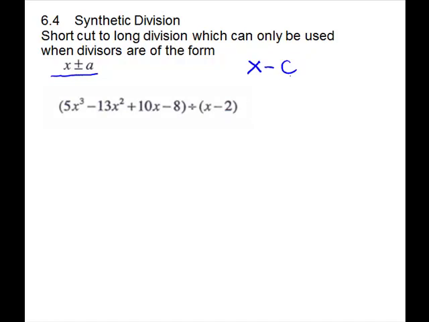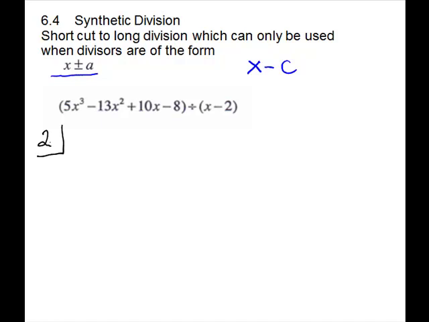So when we set up with our divisor, we're going to use the opposite sign of what we have here. If we have x minus 2, we're going to use positive 2 for our divisor. So we'll set this problem up in synthetic division. First, for our divisor, since it already has the minus 2, we will use positive 2. And our notation is a little different than long division. So we'll put a positive 2 here.